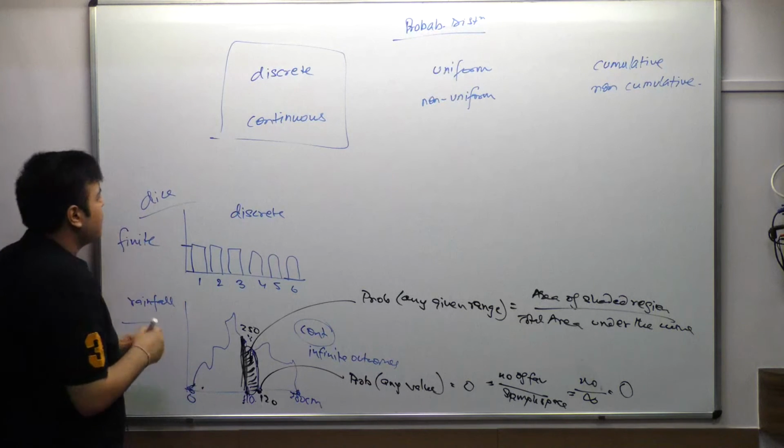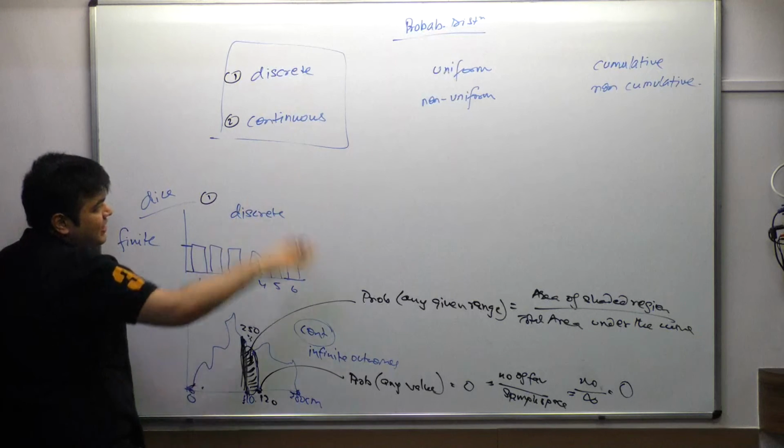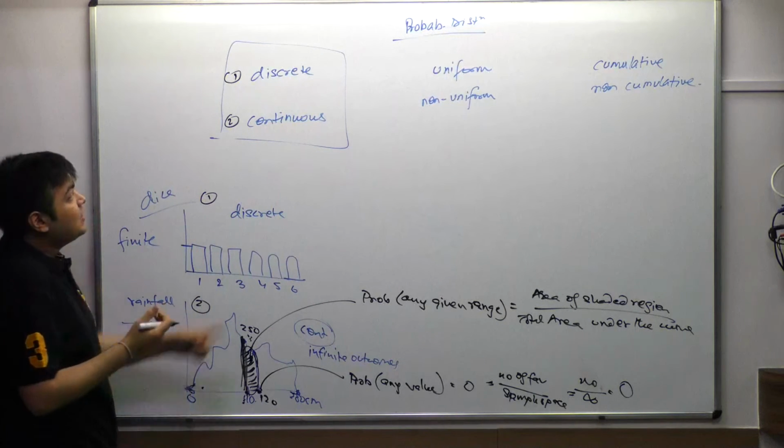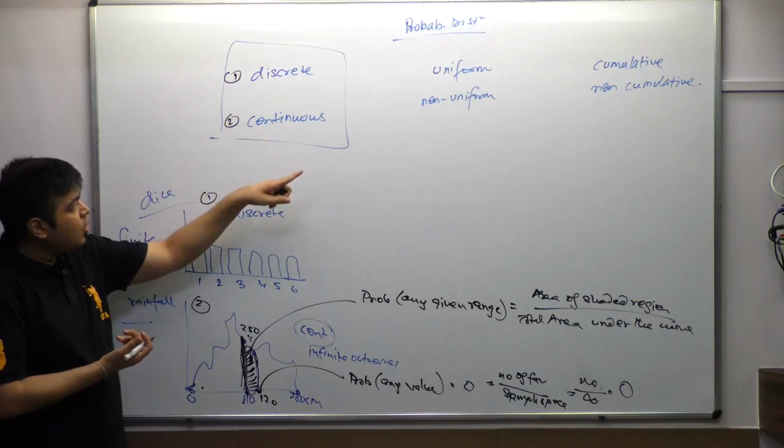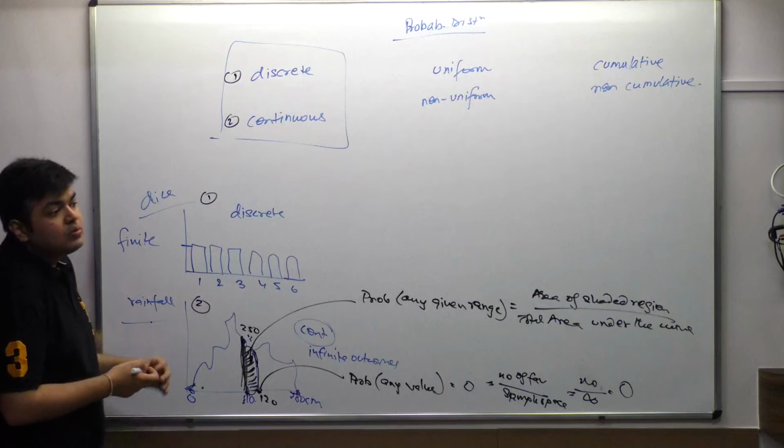Now you guys take down this. So 1, 2, 1, 2, and more graphs like this will come. We'll be moving on. I'll show you discrete uniform, discrete non-uniform, continuous uniform, continuous non-uniform. I'll do all of it for you. Sorry?